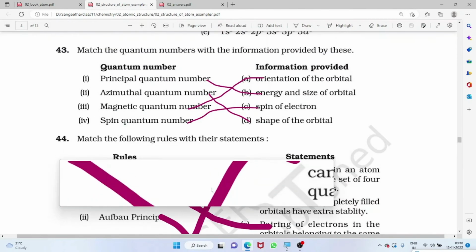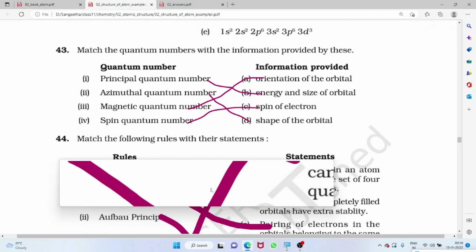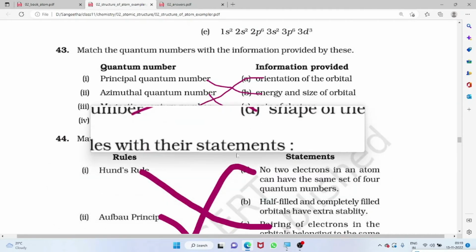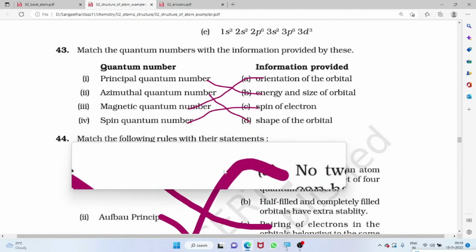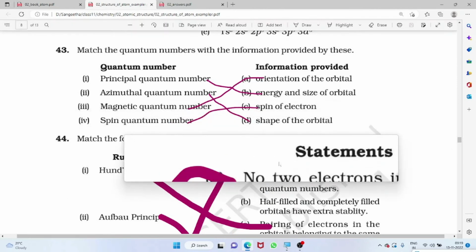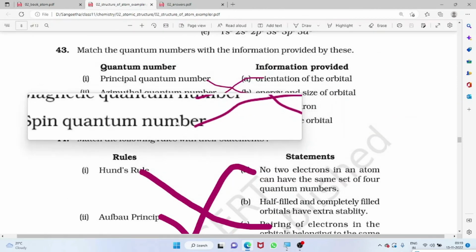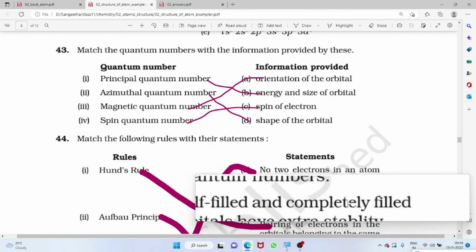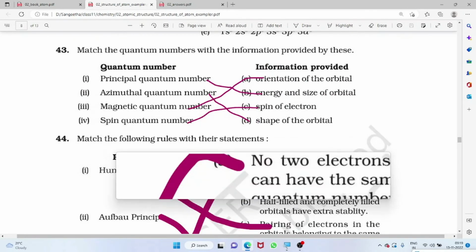Okay, match the quantum numbers with the information provided: principal quantum number, energy and size of the orbital; azimuthal quantum number, shape of the orbital; magnetic quantum number, orientation of the orbital; spin quantum number, spin of the electron. Okay, these are the matches.